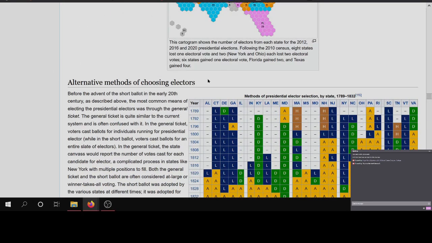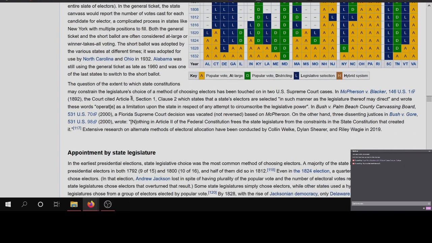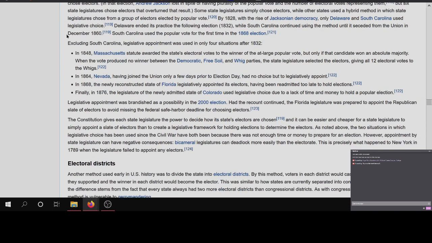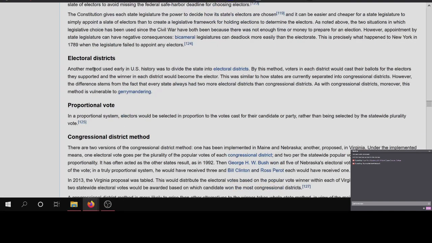Alternative methods of choosing electors. We'll talk about different ones, but as shown here, this is another way to organize it: legislature selection, popular vote, at-large, districting. But yeah, that's one method that has its own things. Appointment by state legislature. Alrighty. So, Andrew Jackson. Oh boy, he's related to this. Yeah, hooray. Then electoral districts.